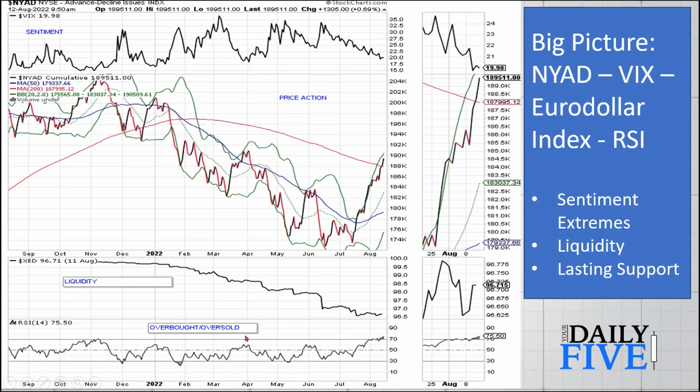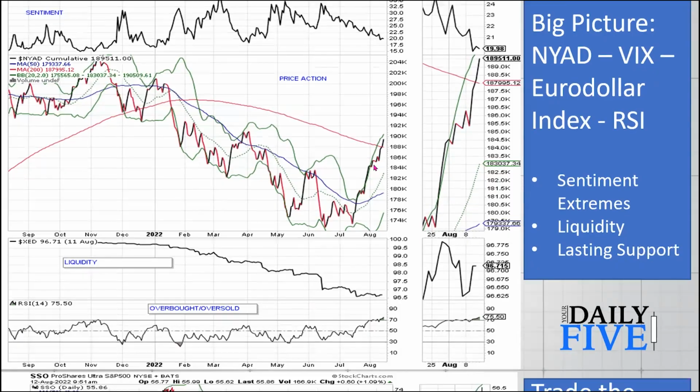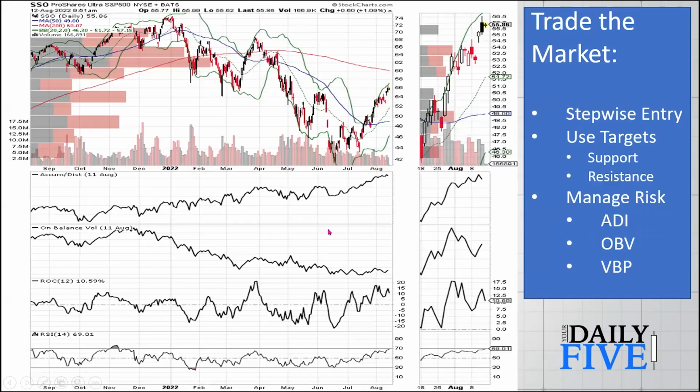And what we can see here is that the market is now overbought right around the 200-day moving average. However, normally that might be a bearish sign, but until VIX turns around and liquidity shows signs of more weakness, the odds are that we're going to have a consolidation pattern right at this area. So always look for those sentiment extremes and look for that liquidity to support what sentiment is trying to tell you. Now, let's trade the market.